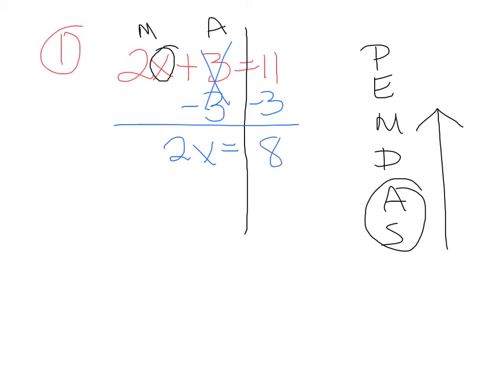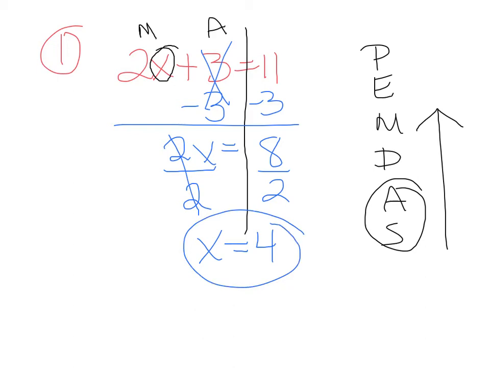Okay, 8. All right, now I have 2x. Now this is multiplication. So the inverse of multiplication is division. Again, remember we do that by a fraction. So if I divide one side by 2, I want to divide the other side by 2. Those cancel. And x equals 8 divided by 2 is 4. Alright, let's look at another.